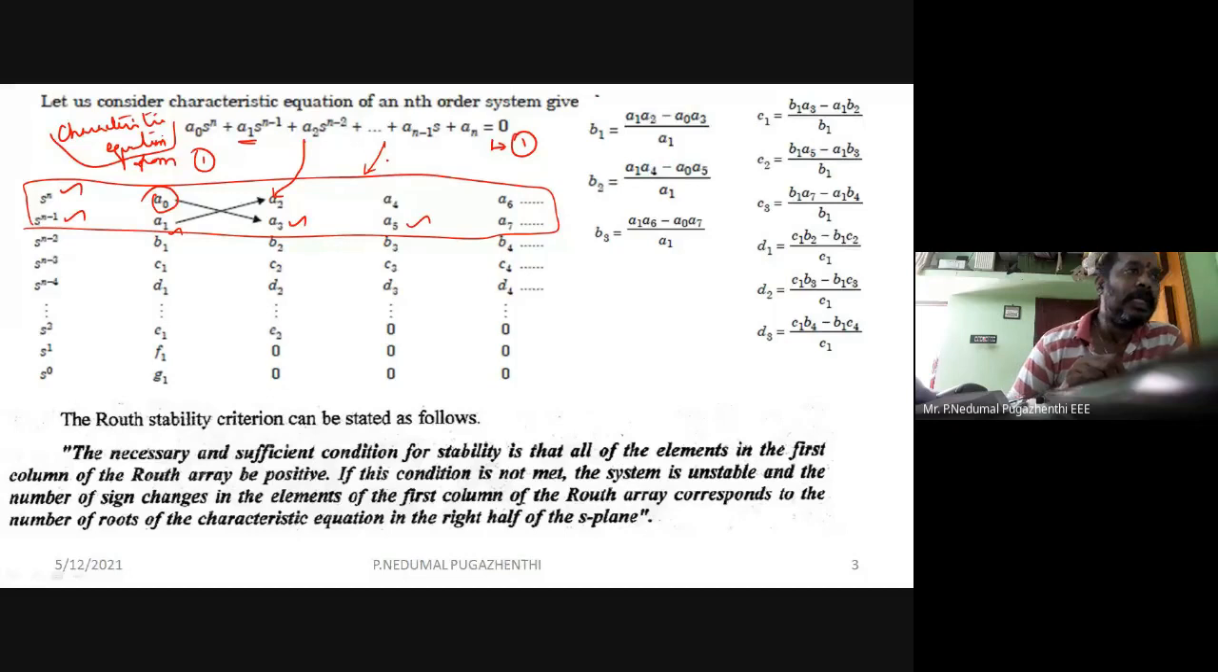Now let us go to the third row. The third row is s power n minus 2. Follow my steps closely. It is A1 into A2, like a matrix multiplication, like finding the determinant value. A1 into A2 minus A0 into A3, divided by A1 is equal to B1. I have named that B1. And B1 is (A1 A2 minus A0 A3) divided by A1. Any doubts?